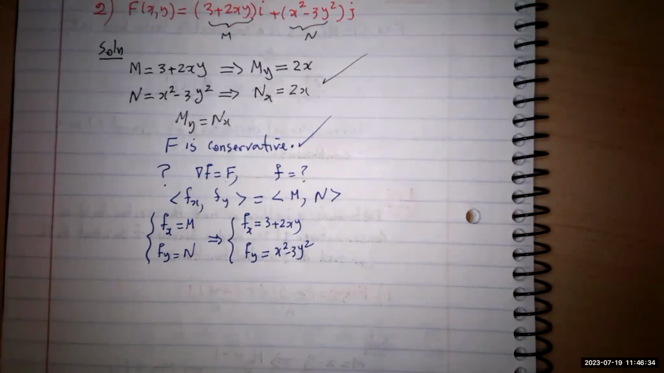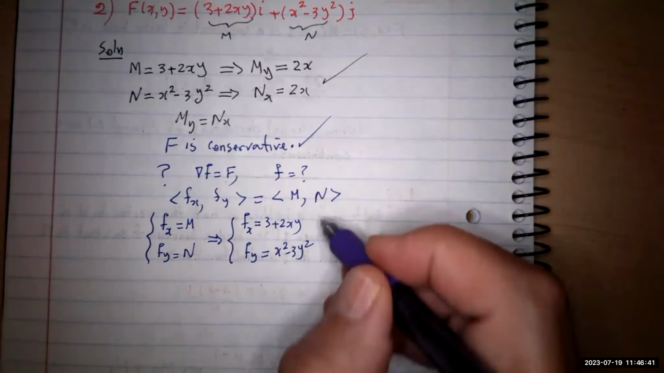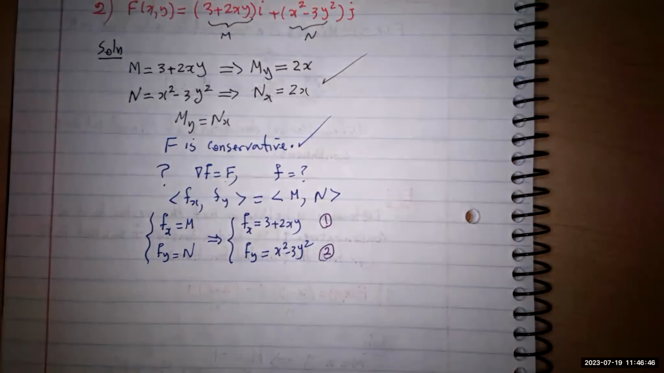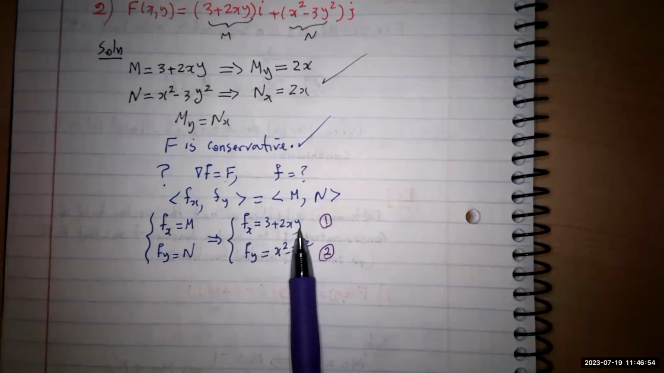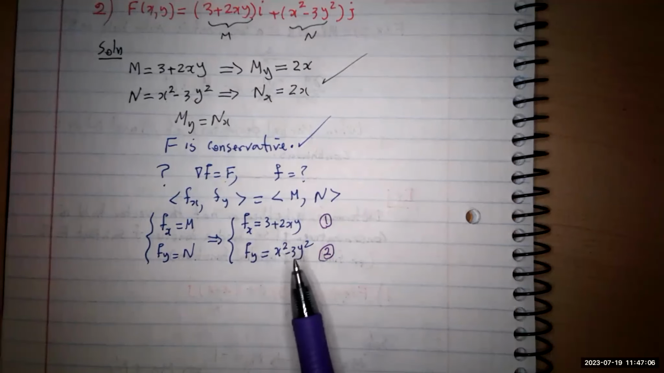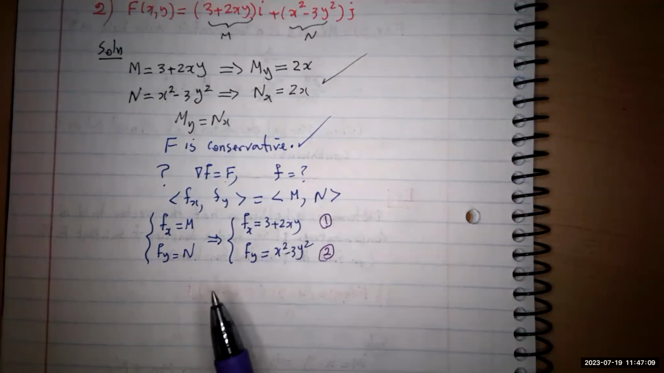From this system, you have to integrate to get f. You have two choices, of course. I'm going to call these equations 1 and 2. You can use one of these equations to integrate; both of them are going to give the same result. If you pick the first one, you integrate with respect to x, partial integration. If you take the other one, you integrate with respect to y. Sometimes one of them is going to be easier. In this case, both are the same.